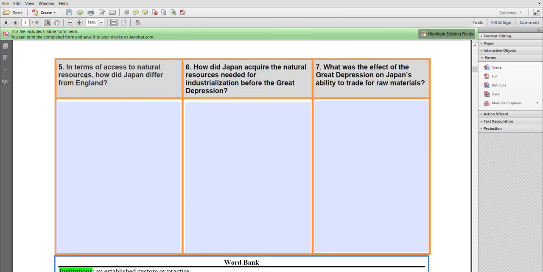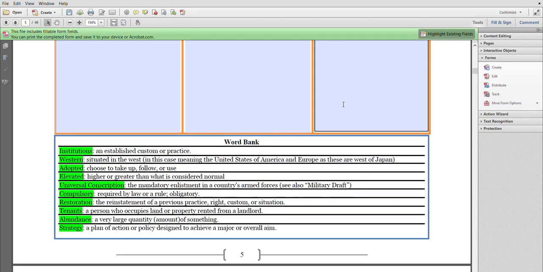Number 5, in terms of access to natural resources, how did Japan differ from England? So you're going to write your answer here. For number 6, how did Japan acquire the natural resources needed for industrialization before the Great Depression? 7, what was the effect of the Great Depression on Japan's ability to trade for raw materials?